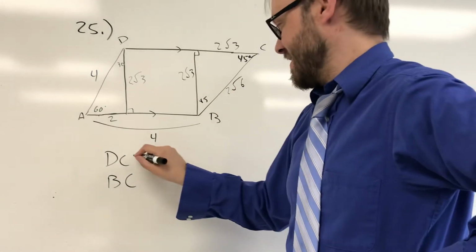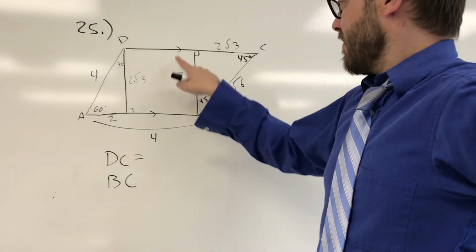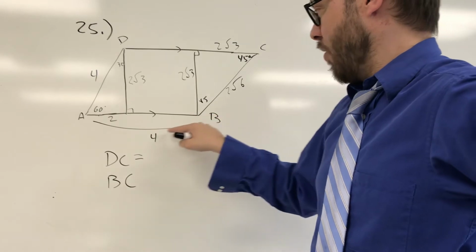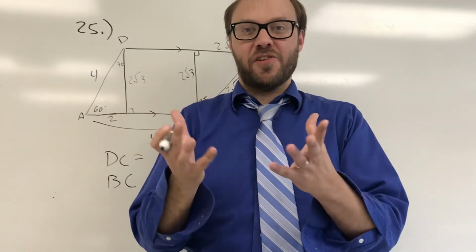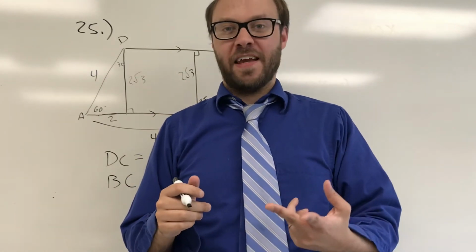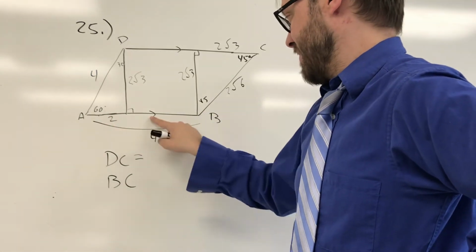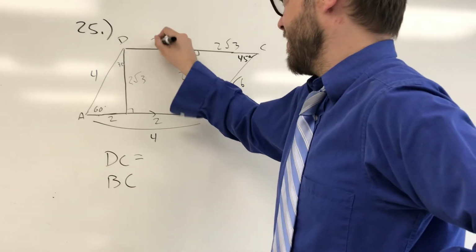To find the length of DC, we don't know this length here, we don't know this length here, but we know the whole length here, and we know the length of that piece there. So again, I cannot urge you enough: make sure you're drawing your diagram, make sure you're labeling everything carefully. Because we know this is 4 and that's 2, that means this other thing here also has to be 2, which means this segment up here is going to be 2.